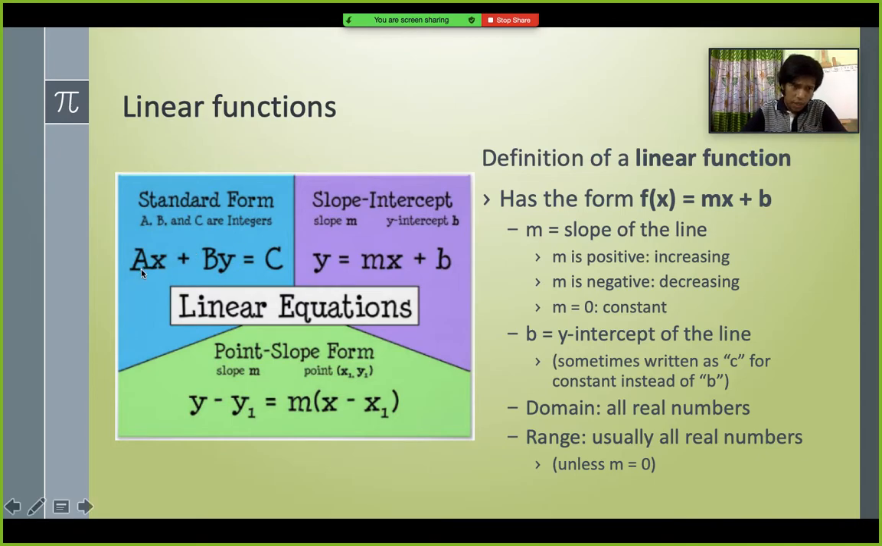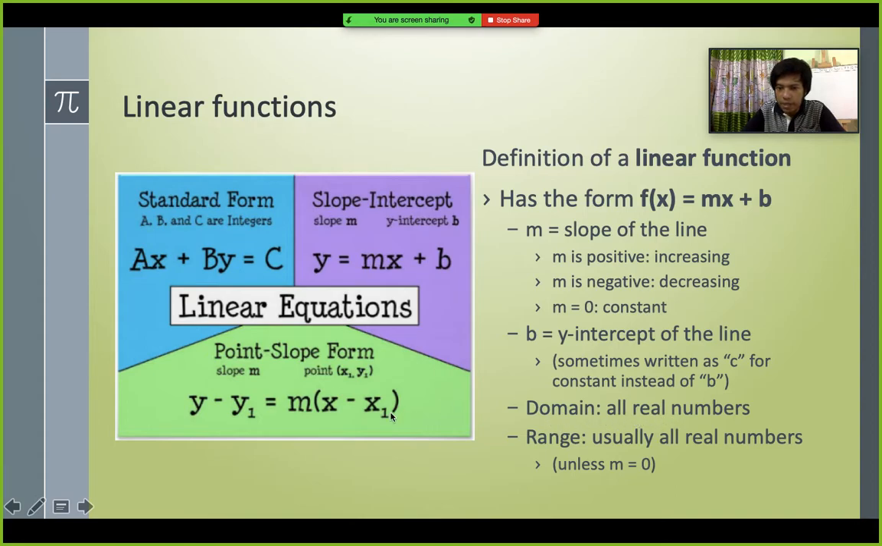And this is a standard form because we have all the components of a straight line here in a very nice and regular way. That's why a, b, c are integers, and the exponent of x and y is 1. So these are good to actually know, all of them.